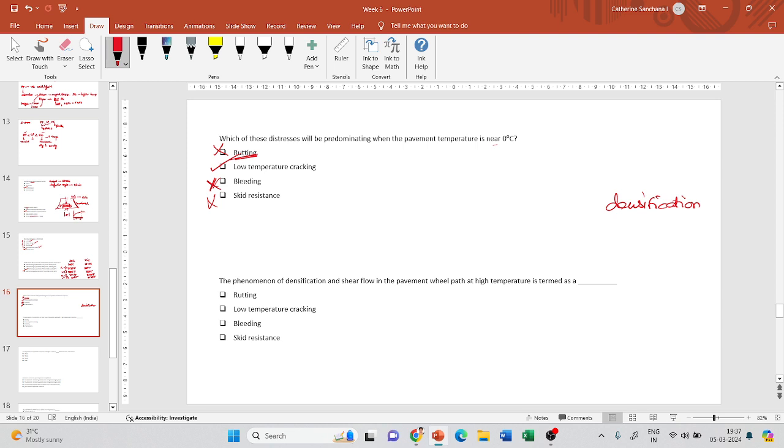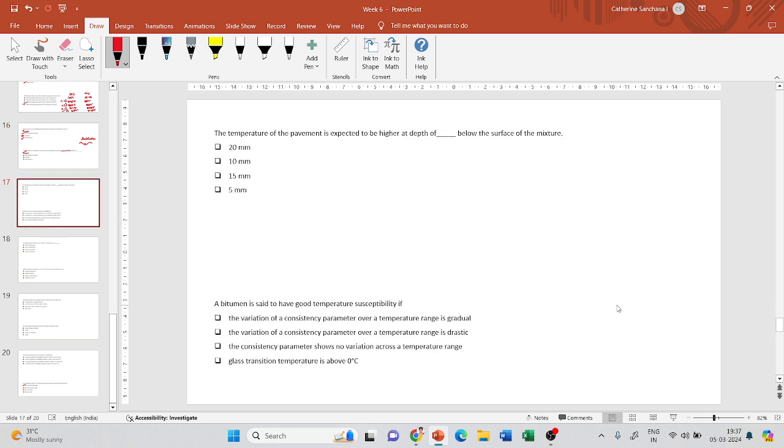This is expected in a pavement. But if your mix is not properly designed, this densification, along with shear flow, will come out as rutting. So at high temperatures, obviously it is not low temperature cracking. Bleeding is just oozing out of bitumen to the surface. And skid resistance is the resistance to skidding, right? So that also has nothing to do with densification or shear flow. So the answer to this is rutting.